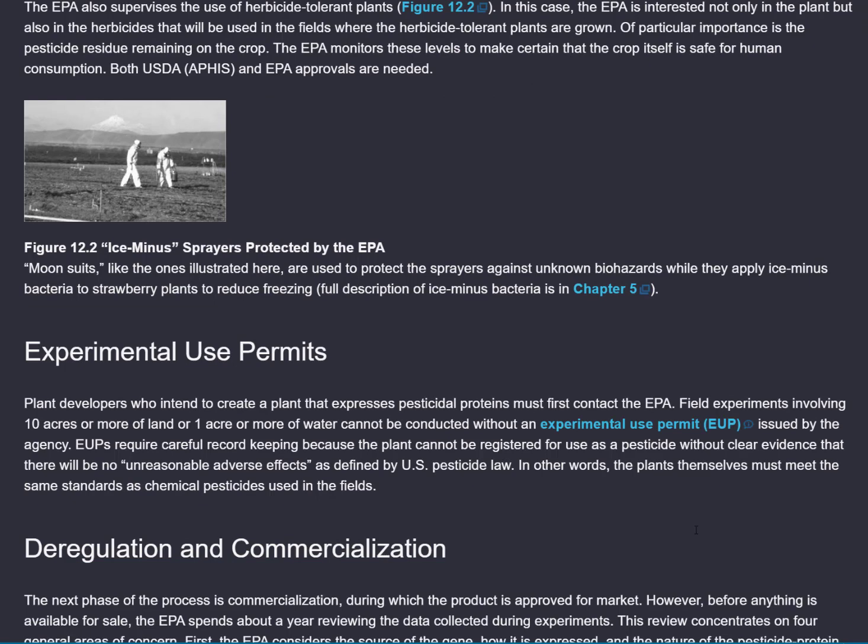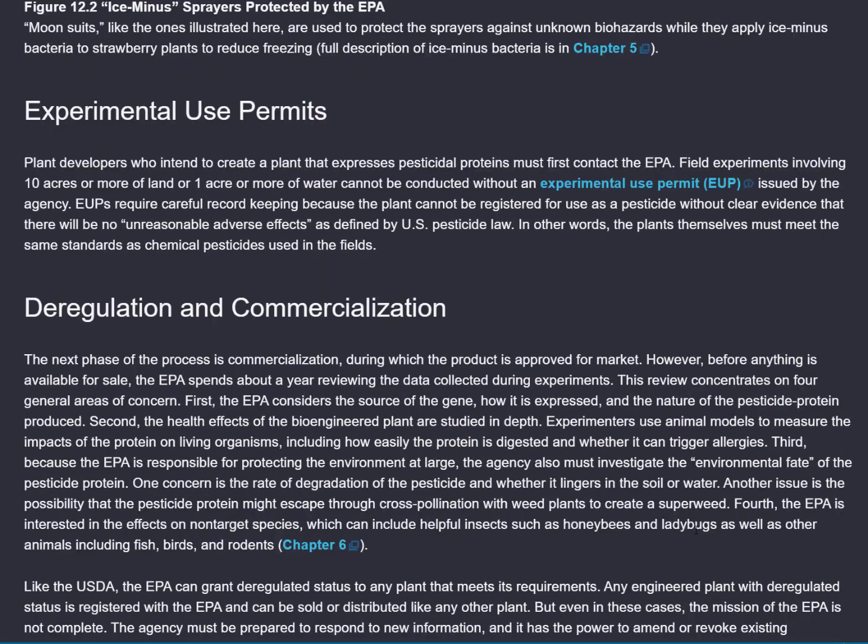The EPA also supervises the use of herbicide-tolerant plants, Figure 12.2. In this case, the EPA is interested not only in the plant but also in the herbicides that will be used in the fields where the herbicide-tolerant plants are grown. Of particular importance is the pesticide residue remaining on the crop. The EPA monitors these levels to make certain that the crop itself is safe for human consumption. Both USDA, APHIS, and EPA approvals are needed.